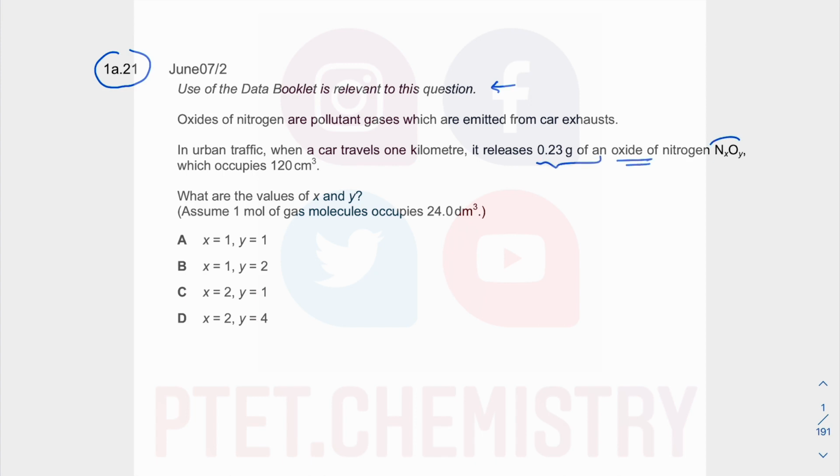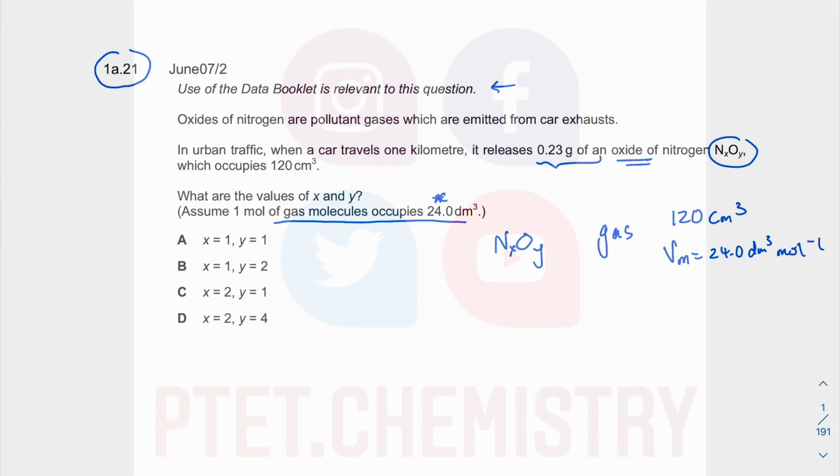We don't know the formula. The formula is NxOy, but we know that it's a gas. We know that it occupies 120 cm³ at room temperature and pressure. So we're assuming that it has a molar volume of 24 dm³ per mole. So the molar volume is 24 dm³ per mole, but that is in cm³. So we also know that 24 dm³ is the same as 24,000 cm³ per mole.